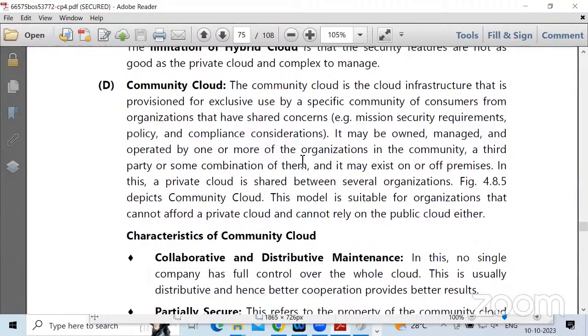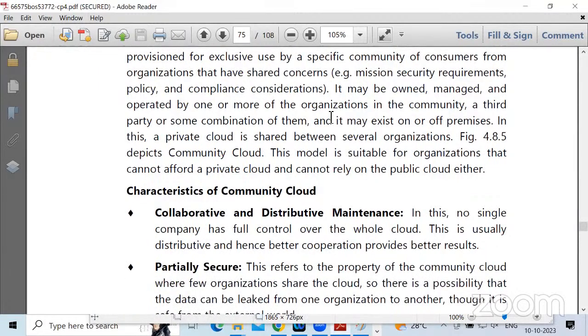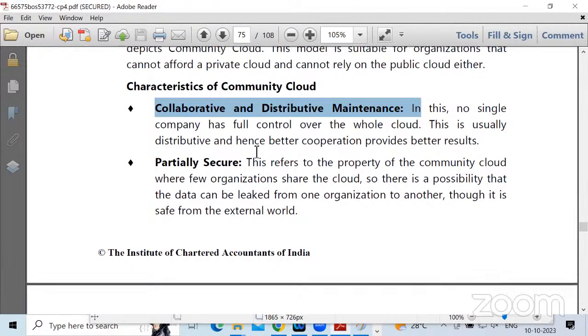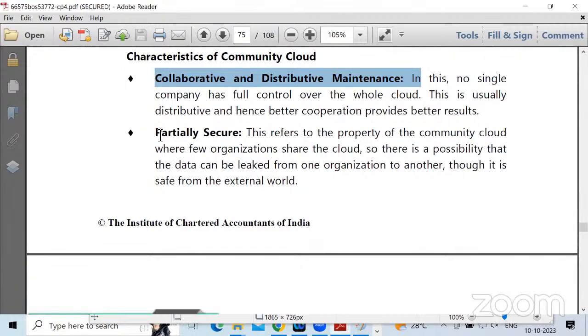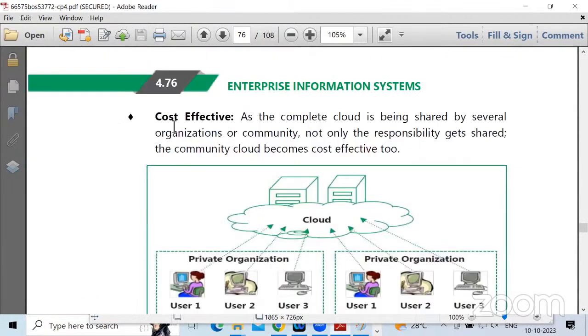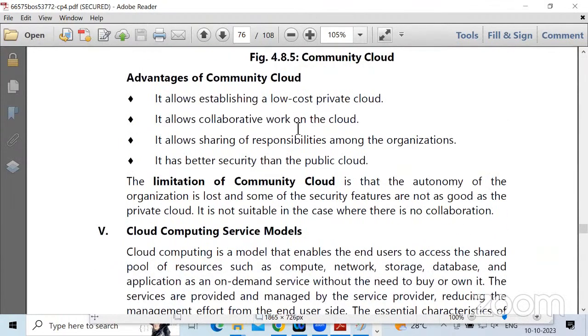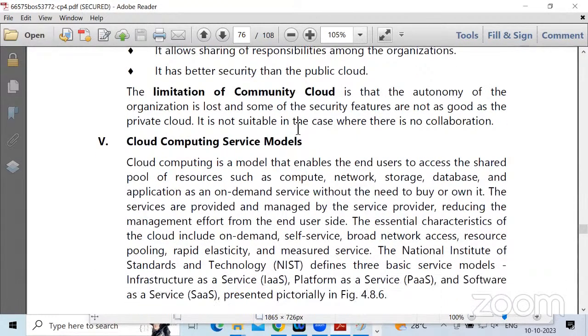Then community cloud, for a specific community. Say, for example, for auditors, we have a cloud. So that is called an auditors community cloud. Similarly, chartered lawyers, doctors, etc. So characteristics: collaborative and distributive. Somebody from doctors, somebody from chartered accountants, somebody from advocates, all are joining together, therefore collaborative and distributive. Partially secure as usual and cost effective. So, advantages as well as disadvantages.